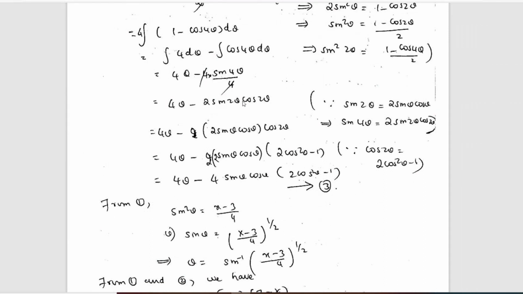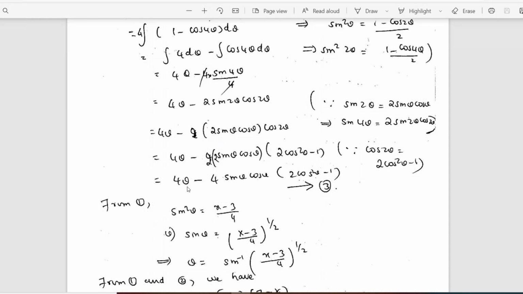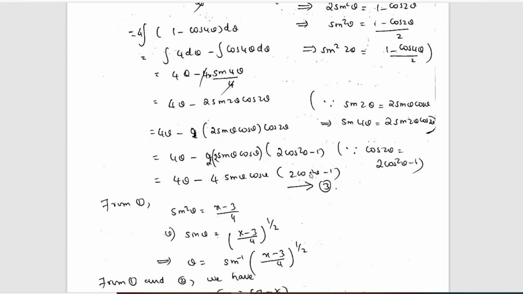Now I am going to simplify this. So 2 sin 2 theta cos 2 theta. Again, we can write the formula for sin 2 theta, it is 2 sin theta cos theta. This is cos 2 theta, and the cos 2 theta formula is 2 cos square theta minus 1. So the final answer is 4 theta minus 4 sin theta cos theta into 2 cos square theta minus 1. So this is the evaluation of the given integration.